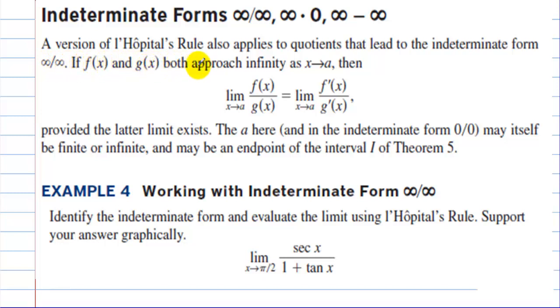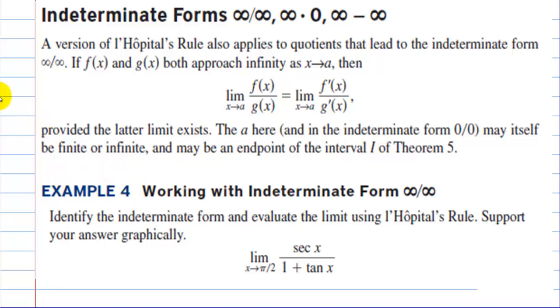If f of x and g of x both approach infinity as x approaches a, then the limit of the functions equals the limit of the derivatives, provided the latter limit exists. The a here, and in the indeterminate form 0 over 0, may itself be finite or infinite, and may be an endpoint of the interval I of theorem 5.